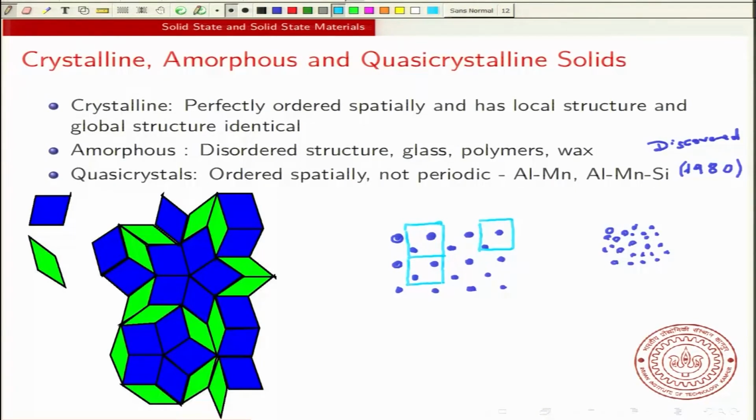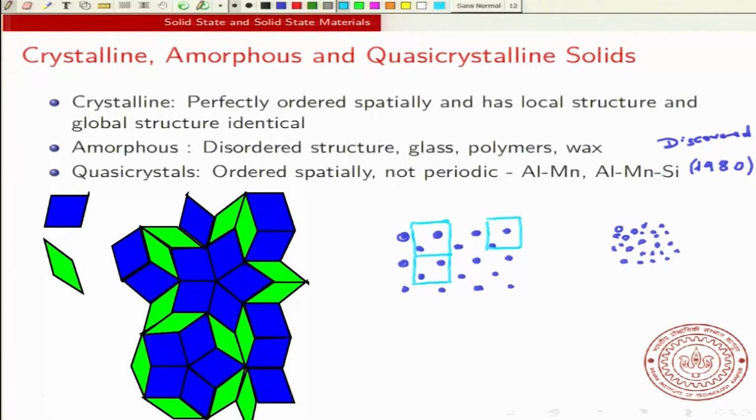So, this is not there in a quasi crystal. So, you say it is ordered spatially, but it is not periodic, and this has been observed in some alloys like aluminum manganese alloy, aluminum manganese silicon alloy. So, just to show you what something that is ordered but not periodic would look like.